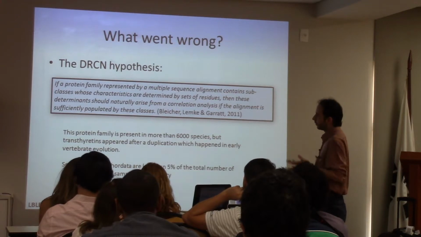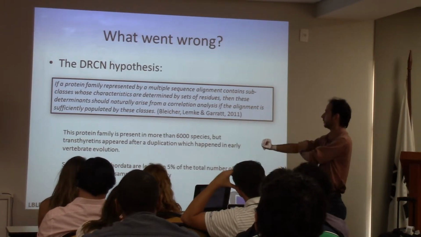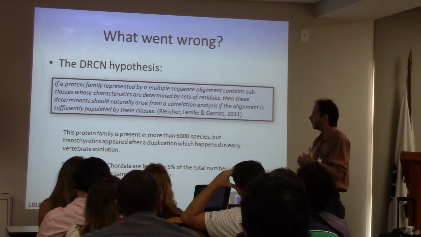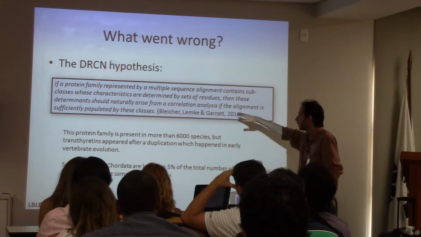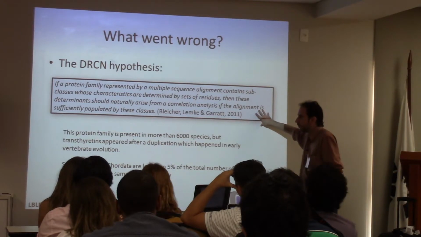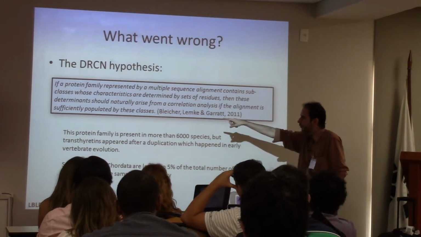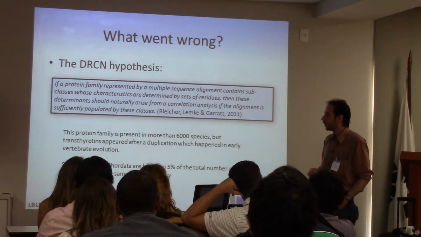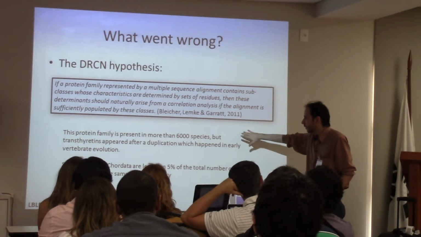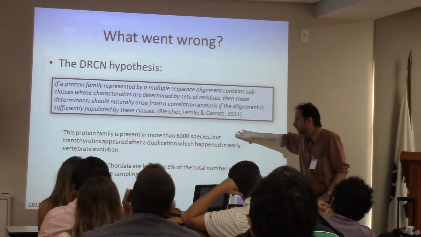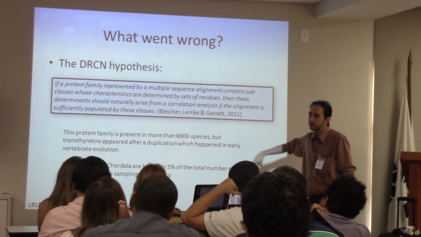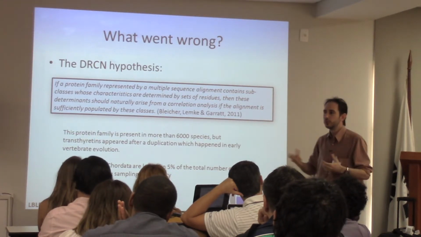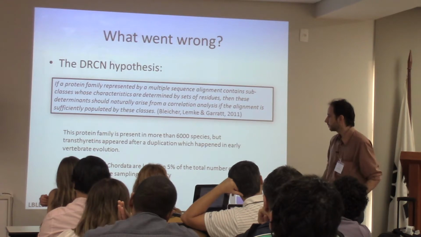Our hypothesis for our method was that if there's a protein family which has subclasses, and these characteristics are determined by sets of residues, then these determinants should naturally arise from a correlation analysis if the alignment is sufficiently populated by these classes. The problem here is being sufficiently populated by these classes. As I said, the transthyretins are really, really new. They appear in vertebrates. So even though this protein family is present in more than 6,000 species, transthyretin appeared after a duplication which happened in early vertebrates. So we have this quite big discrepancy between the sampling of the two kinds of proteins.